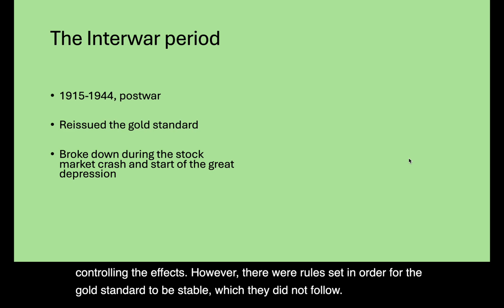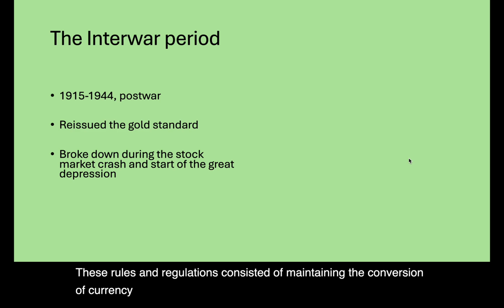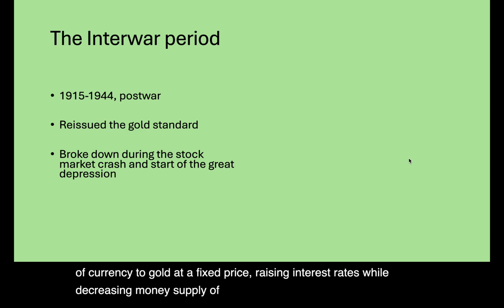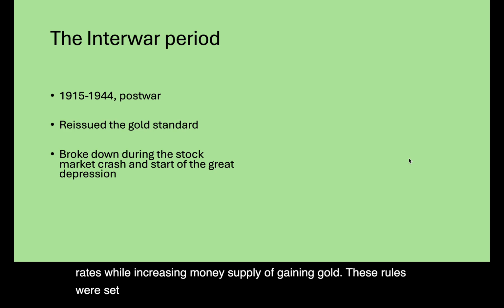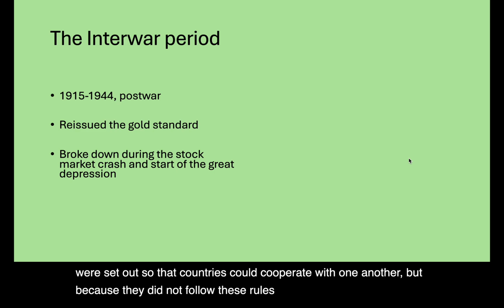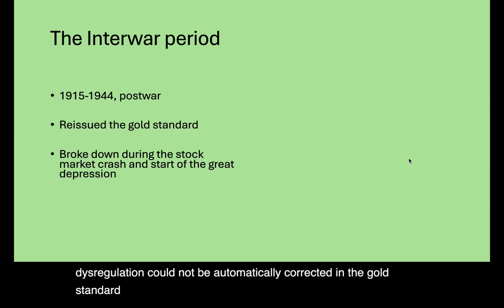These rules and regulations consisted of maintaining the conversion of currency to gold at a fixed price, raising interest rates while decreasing money supply if losing gold, and decreasing interest rates while increasing money supply if gaining gold. These rules were set out so that countries could cooperate with one another, but because they did not follow these rules, the exchange rate dysregulation could not be automatically corrected and the gold standard was no longer functioning.